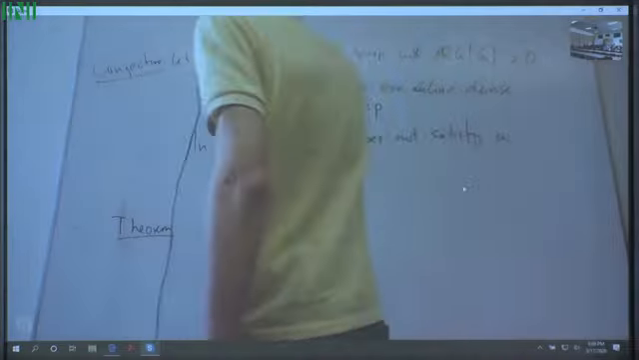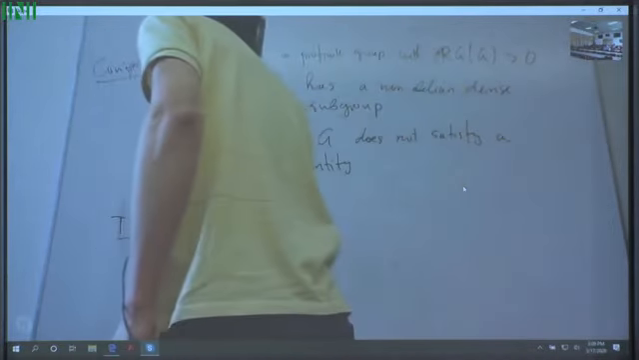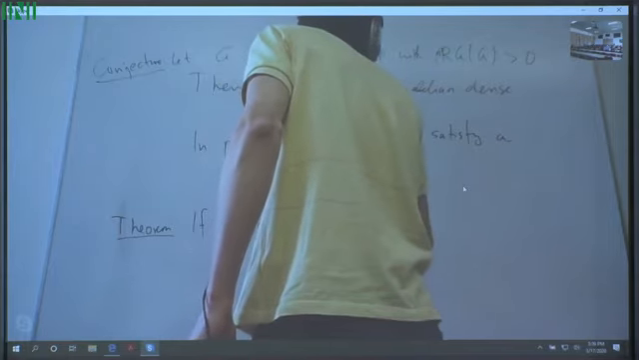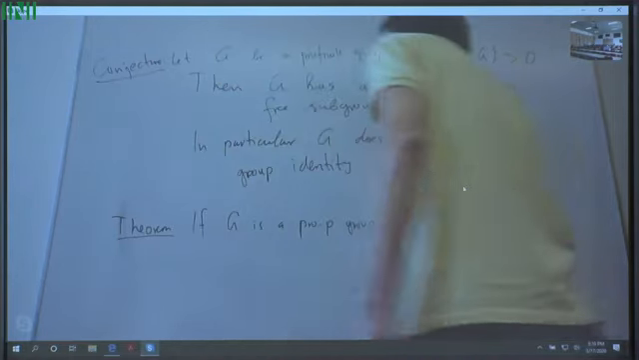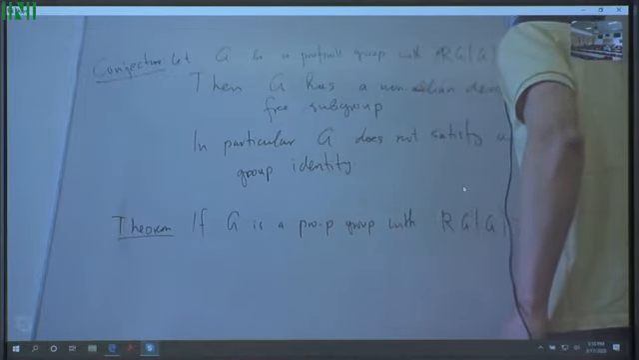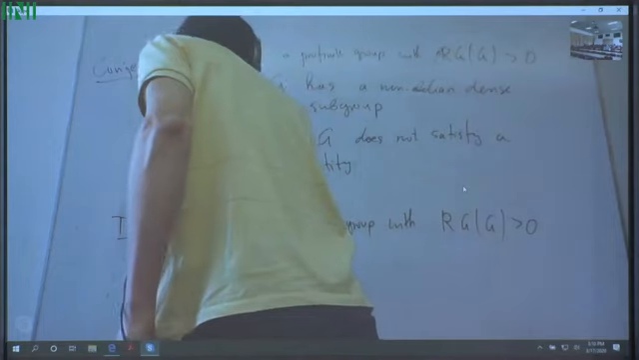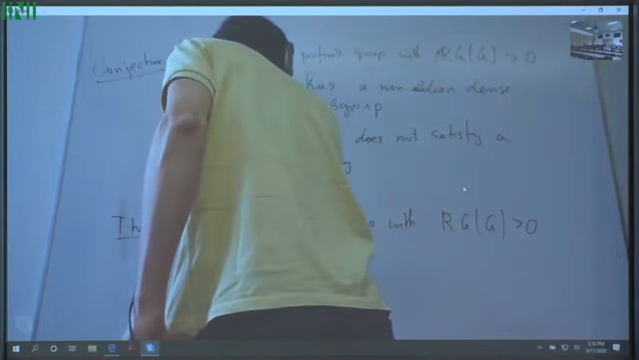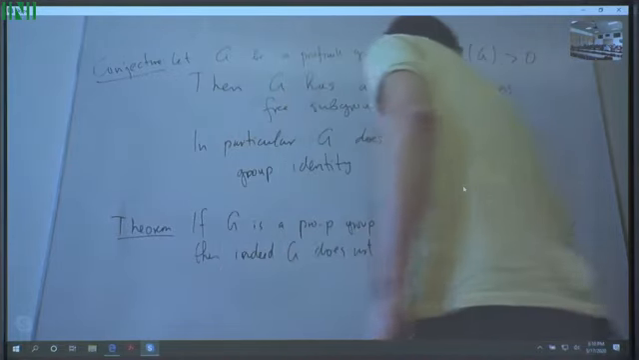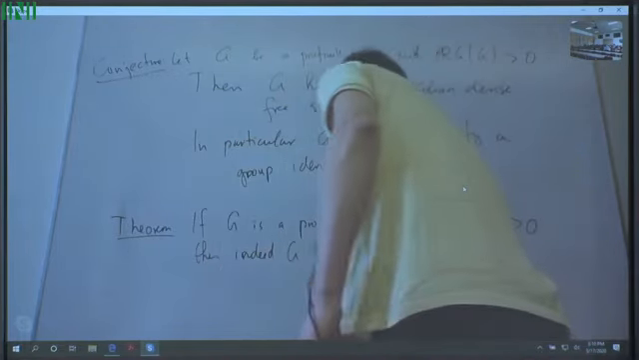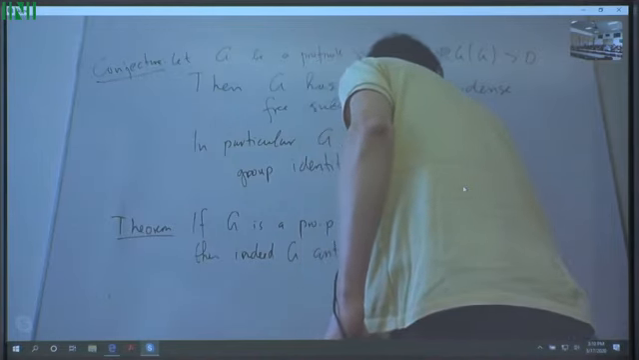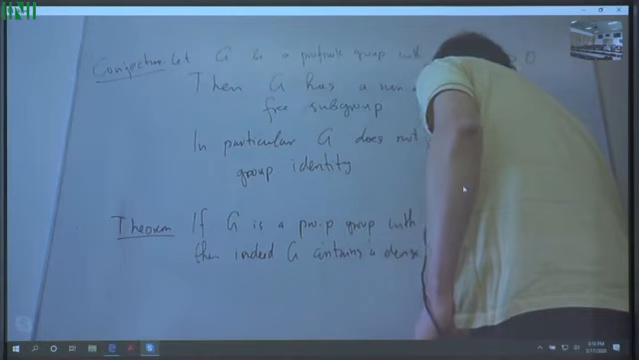The conjecture is true for pro-p groups. So if G is a pro-p group with positive rank gradient, then indeed G contains a dense free subgroup.